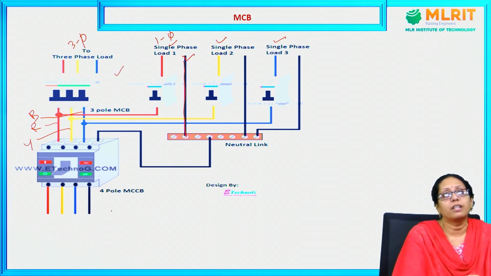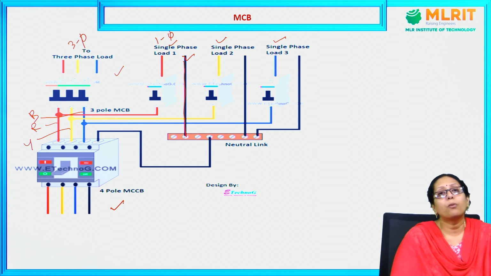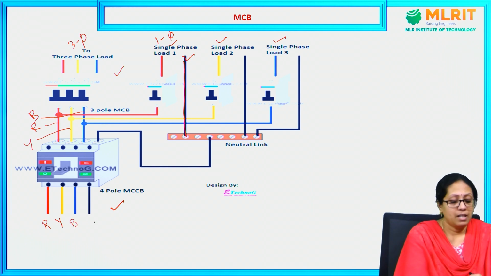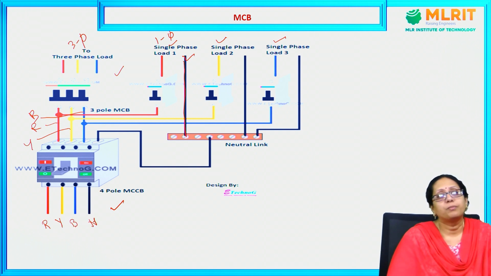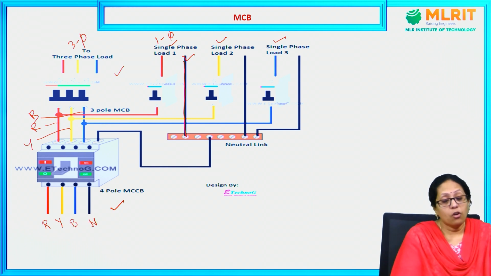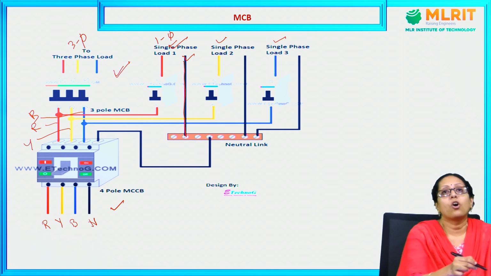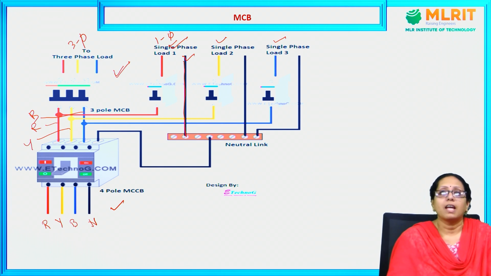This picture is nothing but the 4-pole MCCB where there are 3 poles, that is R, Y, B as well as neutral. This is a picture of MCCB and this is a picture of 3-phase MCB and this is the picture of single phase MCB.